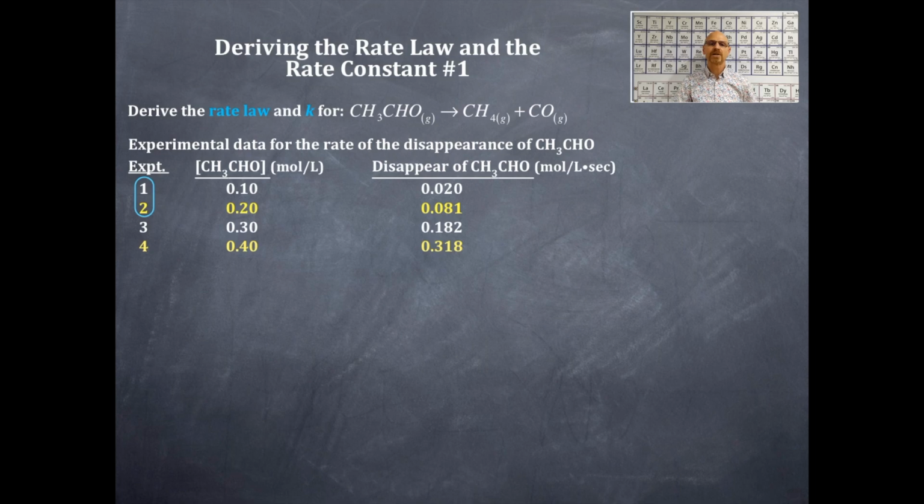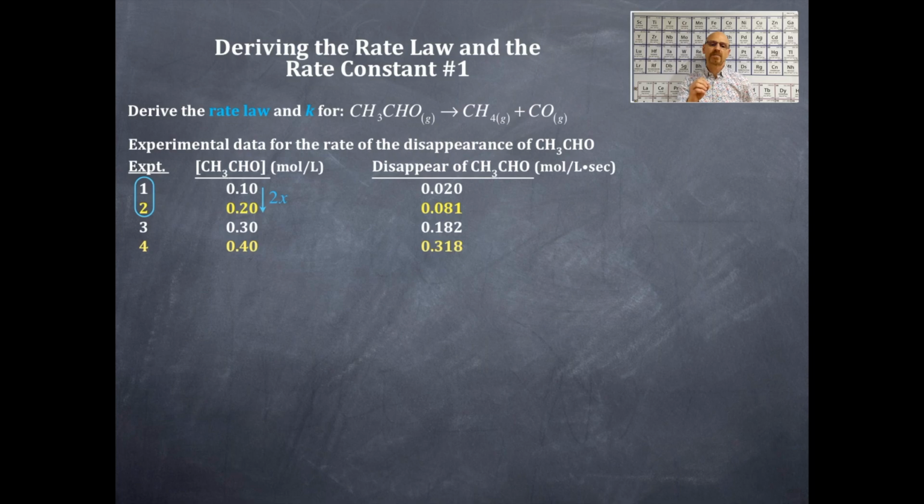So we're going to take a look at experiment 1 and 2. Why experiment 1 and 2? I just chose experiment 1 and 2. Okay? And from experiment 1 and 2, the concentration of that reactant in moles per liter is going from 0.1 to 0.2. That's a doubling of the concentration. Now, the previous video, we have discussed this here. So if the concentration goes up by a factor of 2, then you're going to ask yourself, what is happening to the rate? And that is the disappearance.